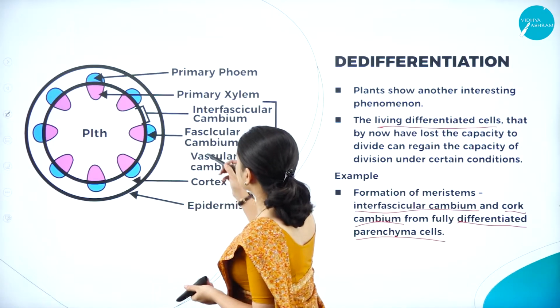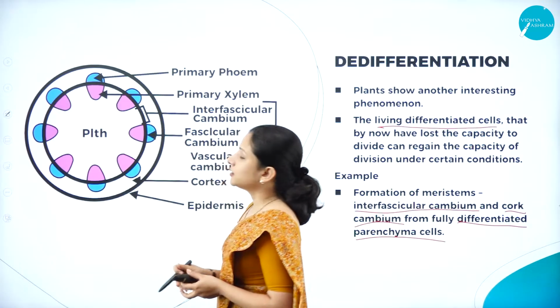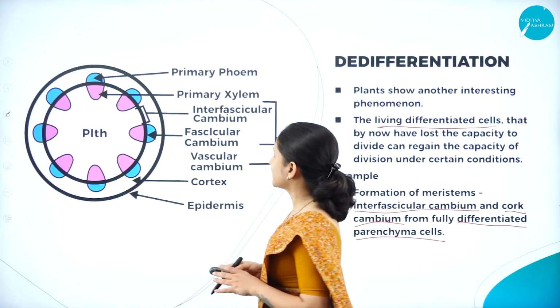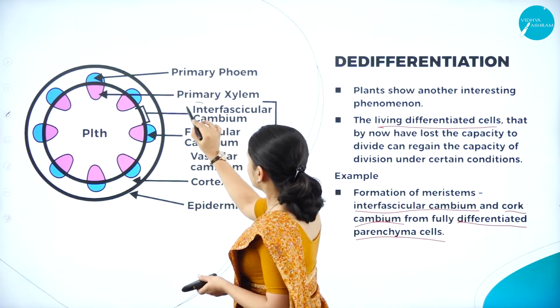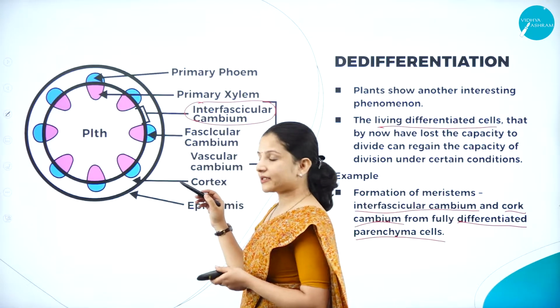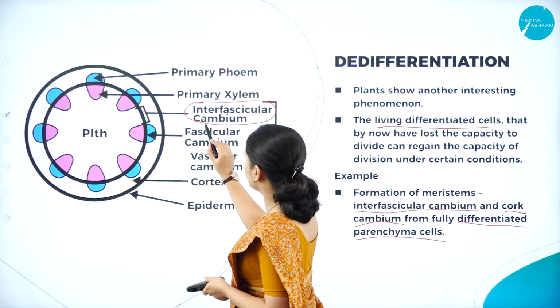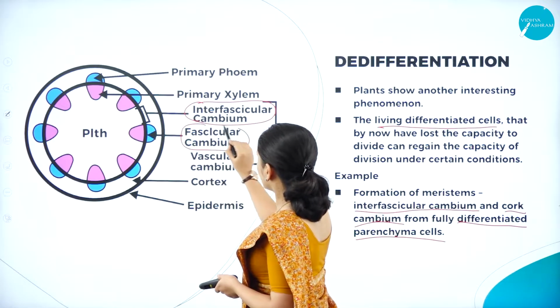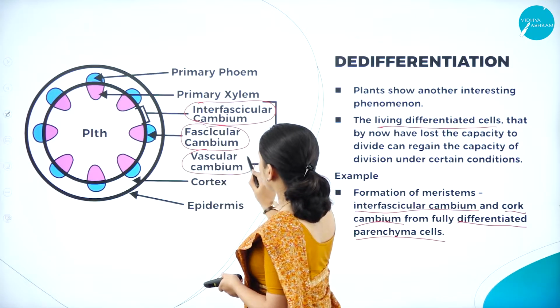In this particular case, if we look at the cells here, that is the interfascicular cambium, these are the meristematic cells, having the meristematic cells, that is the interfascicular cambium and the fascicular cambium, the vascular cambium and all that.